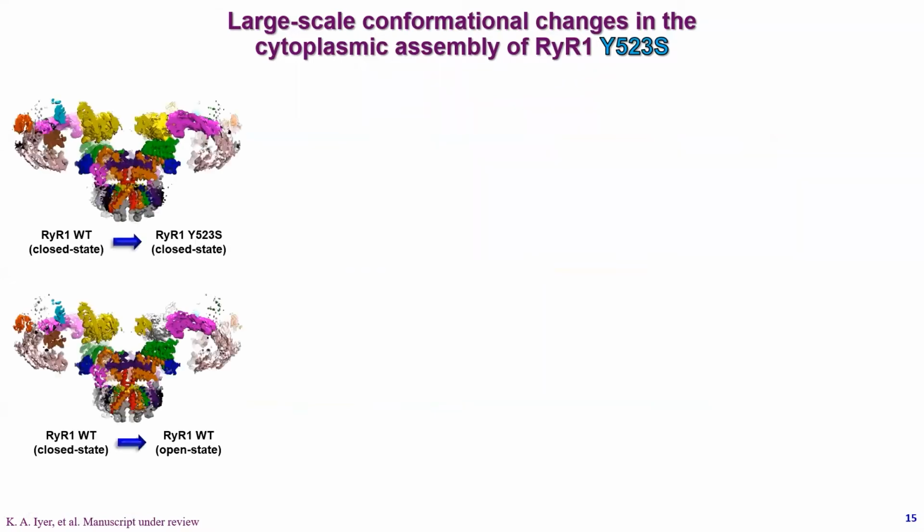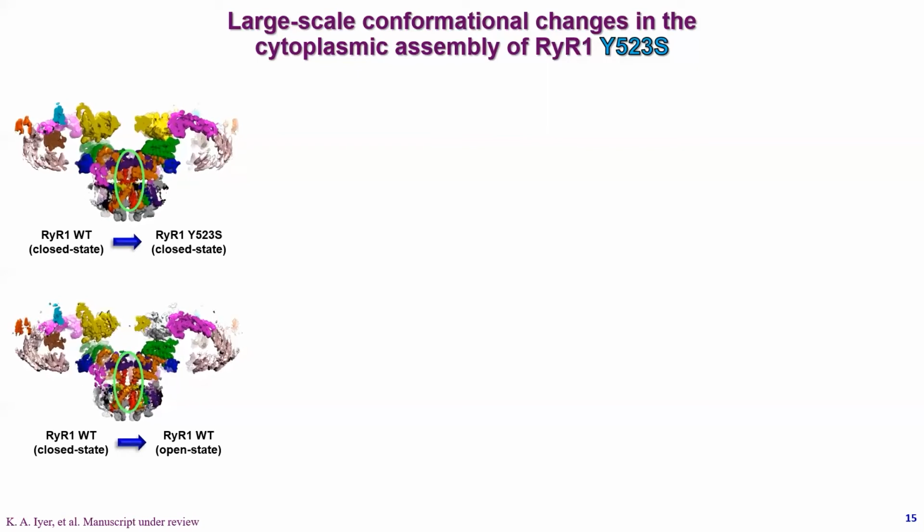Moving on to the NTDC mutant RyR1 Y523S, we observed a large downward movement of the cytoplasmic assembly shown in the video on the top. This is very comparable to the downward movement that was observed during wild type channel opening in the presence of activators. The key difference between the two was that for the mutant channel under closed state condition, the S6 helices do not pull apart and the pore remains closed, whereas for the wild type channel, the helices separate.